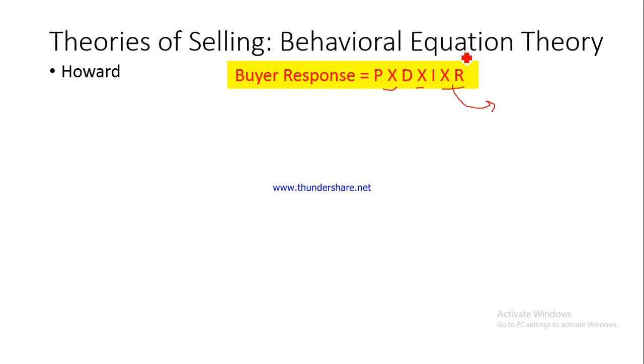And what happens in multiplication? Let's say R is equal to 0. Don't you think buyer response would also be equal to 0? Anything multiplied by 0 is always a 0. So the buyer response would be 0. If I is 0, again the buyer response is 0. Even if one of these elements is 0, the buyer response would be 0.